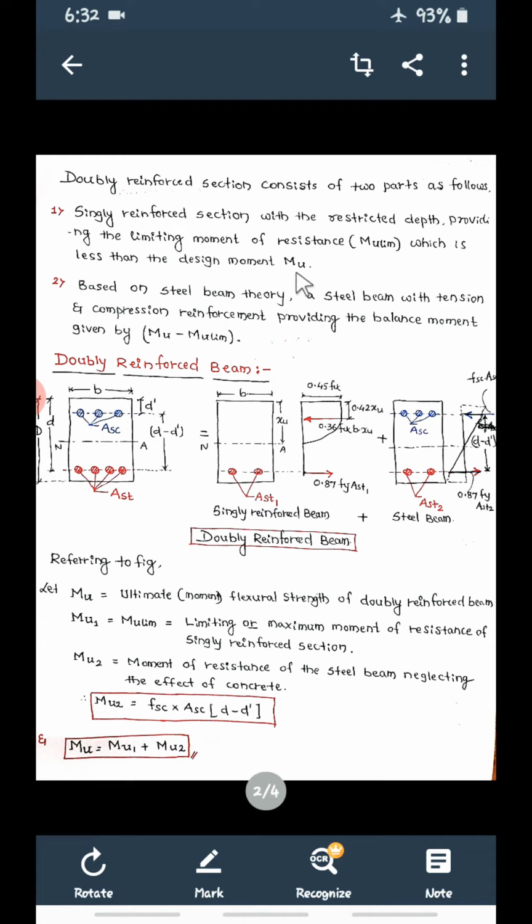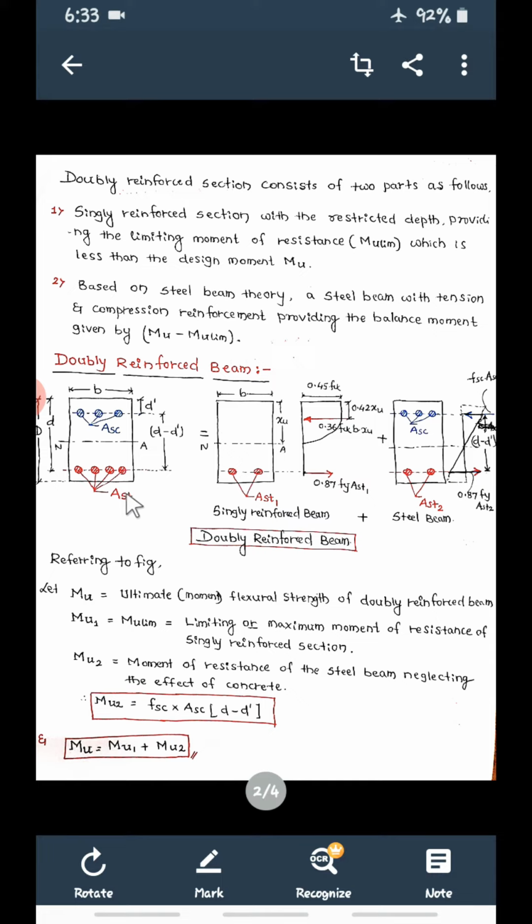So out of the total Mu, first I am going to consider this singly reinforced beam. First I will consider this as a singly reinforced beam, with a moment of how much? This singly reinforced beam has to take a maximum moment of how much? Mu limit. For this Mu limit, we are going to provide steel. So out of the total steel, this is Ast1. Now see, the total steel in the tension zone is how much?